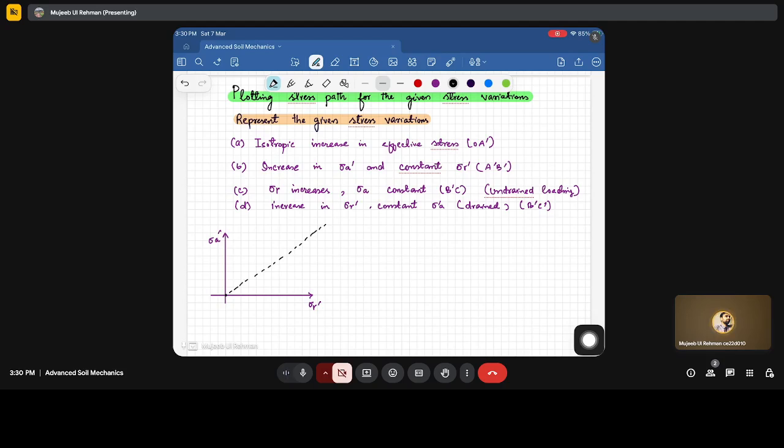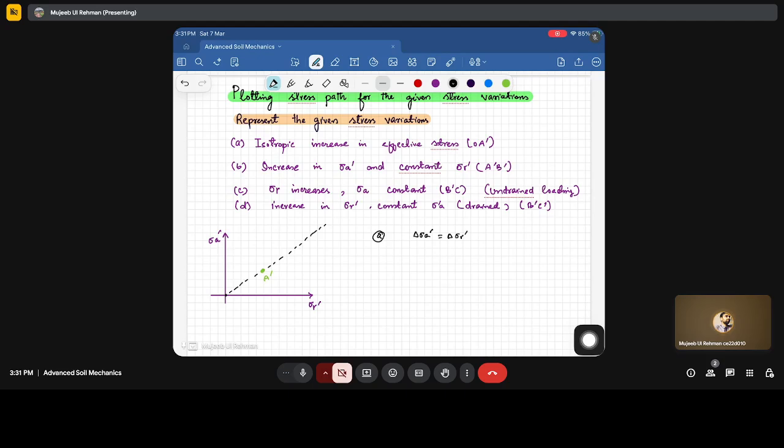Isotropic increase in effective stresses, there is an increase in the effective stress. Isotropic increase means that there is an all-around increase. If there is an all-around increase in the stress, it means that delta sigma a dash will be equal to delta sigma r dash. Correct? Since they both are equal, it will fall somewhere on this line. Let us keep it as a dash. So this point will represent this condition, delta sigma a dash equal to delta sigma r dash, an isotropic increase in the effective stresses.